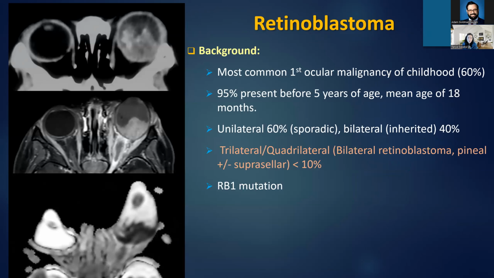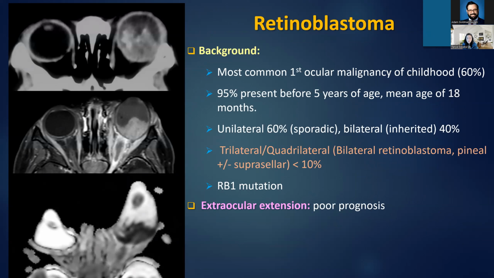So I would like to give you a little bit of background on retinoblastoma, which is one of the most common ocular malignancies of childhood, and the majority of patients, more than 95%, present before 5 years of age. Unilateral is about 60%, bilateral about 40%. And every time you see this concerning for retinoblastoma, you need to check for trilateral or quadrilateral disease, and also any contralateral lesions in the other globe, usually associated with the RB1 mutation.